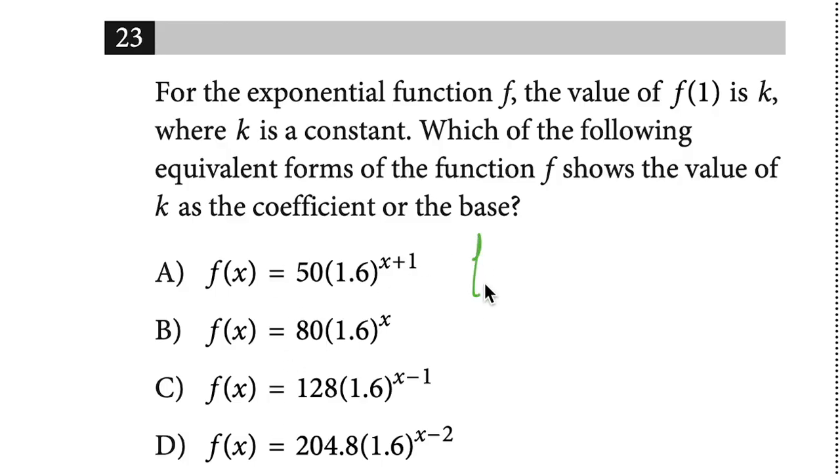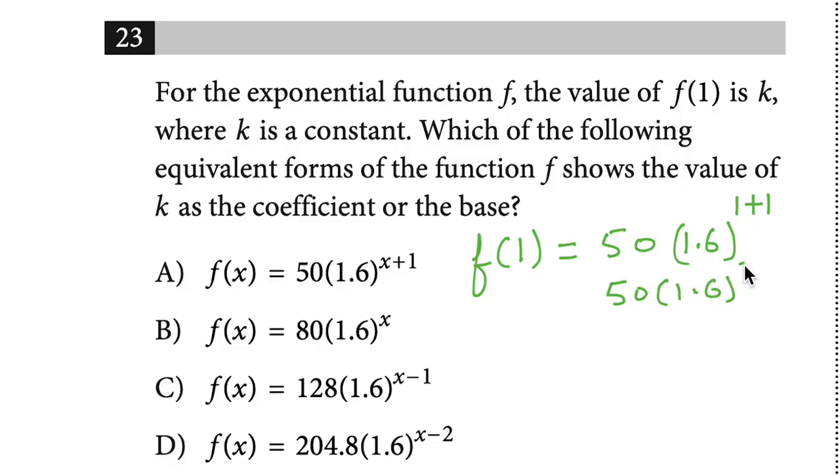So in option A, I am doing f of 1, which is 50 times 1.6 to the power 1 plus 1, or 50 times 1.6 whole squared. If you use the calculator and multiply it, you get 128. So for A, it is 128. Okay, let's check it for B.